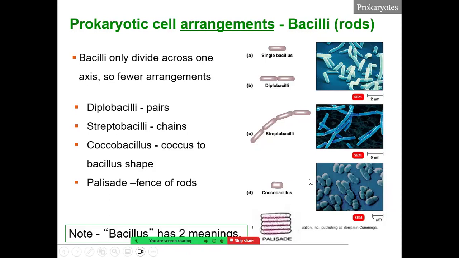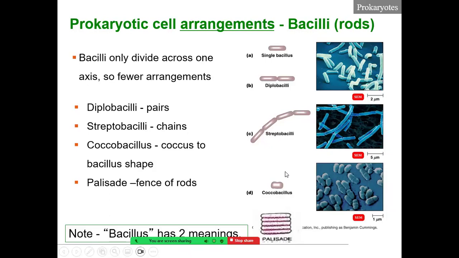And here we have Coccobacillus. This is a real picture. And you can see that this is more elongated than a cocci. That looks like a cocci there, but even that one's elongated, but not quite elongated enough to be a bacillus. And that is not a growth arrangement. This is a cell shape.